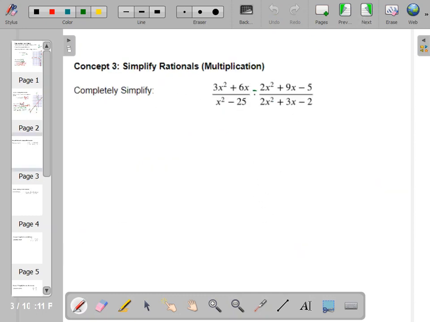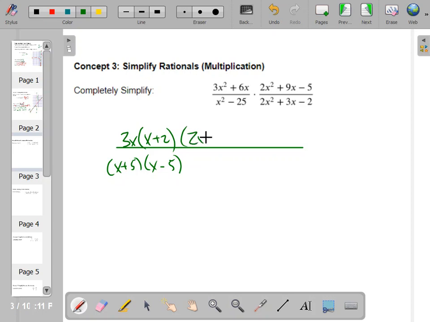Rationals. So when you are multiplying, and notice there is a multiplication symbol there, you can make this one big fraction, and the game is factor, factor, factor, factor. Factor everything you can, and then if any factors cancel out, great, it'll simplify. So top left, I'm going to factor out a GCF of 3x, and I have x plus 2. Bottom left is x plus 5, x minus 5.